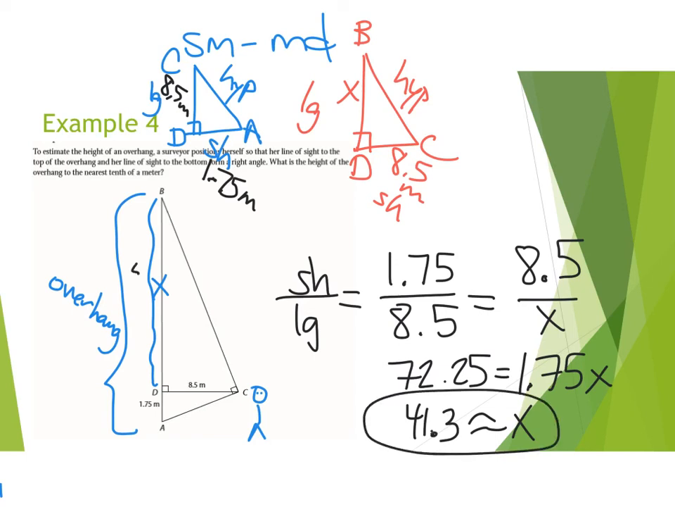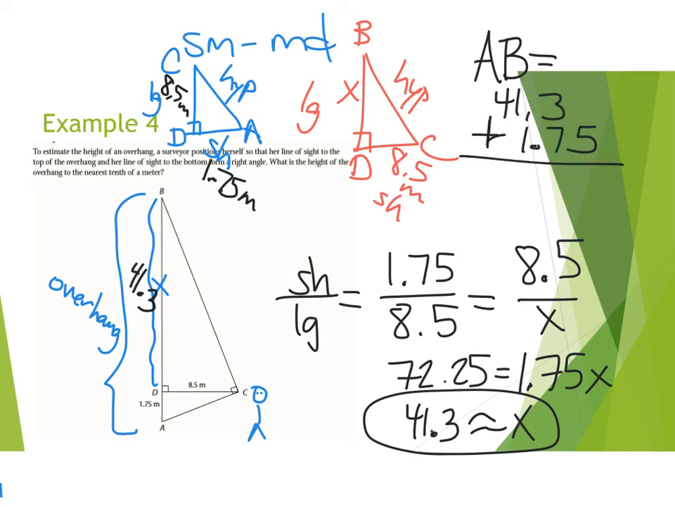Now, take a look at what you have found. You have found X. That's 41.3 meters. We've rounded that to the nearest tenth. That is the length from B to D. The length of the overhang, or the height of the overhang that they ask for, is the length from A to B. So we need to take our 41.3, add it to the 1.75 for the bottom part of that, and you get a total of approximately 43.1 meters for the height of the overhang.